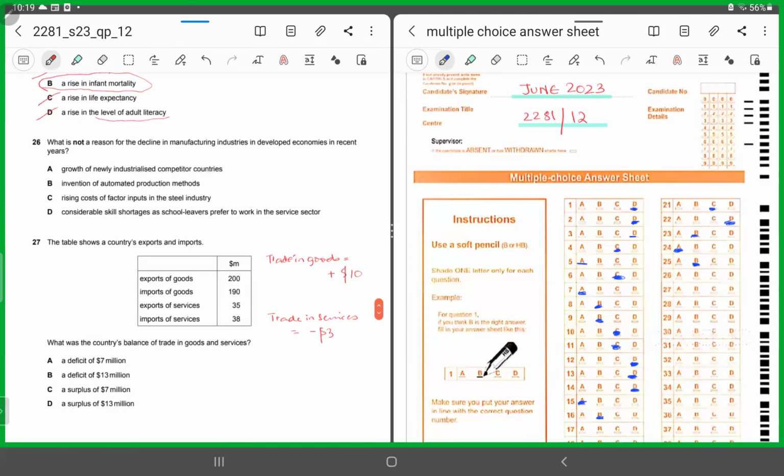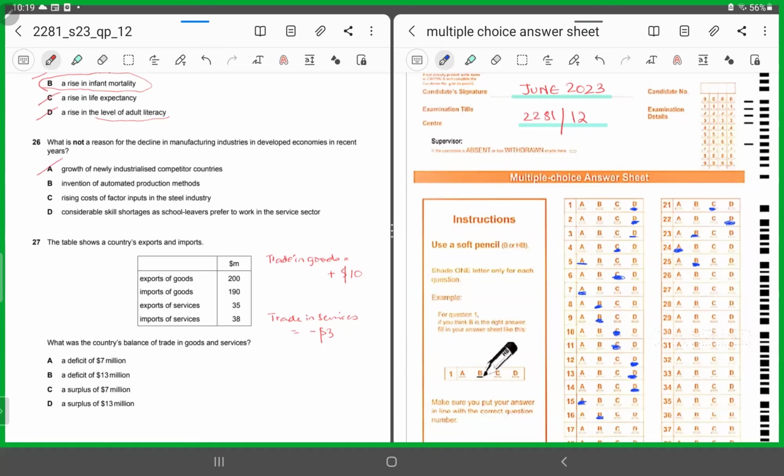26. What is not a reason for the decline in manufacturing industries in developed economies in recent years? So what could not have been a reason contributing to a decline in the manufacturing industries in developed nations? Growth of newly industrialized competitor countries. If the competitor countries are new countries and they are being industrialized, yes, it could have been one of the reasons. They are saying what could not have been a reason. So A could have been a reason. So we will cancel A off.